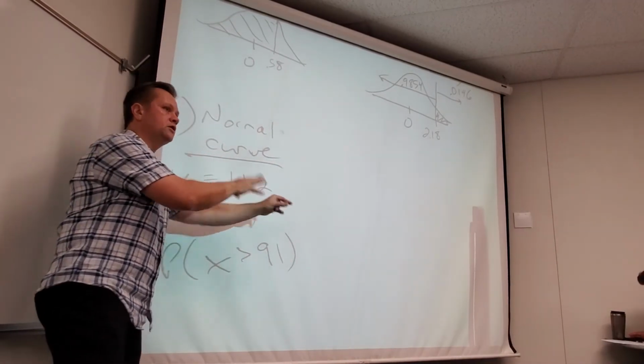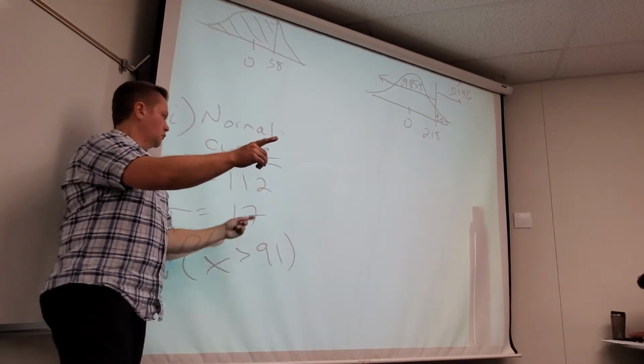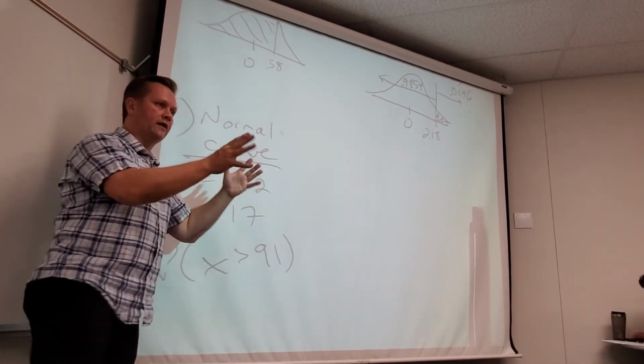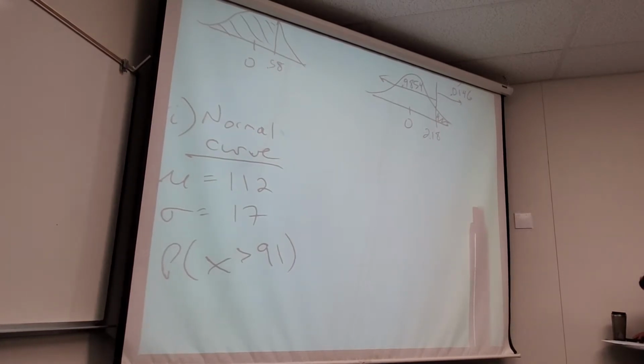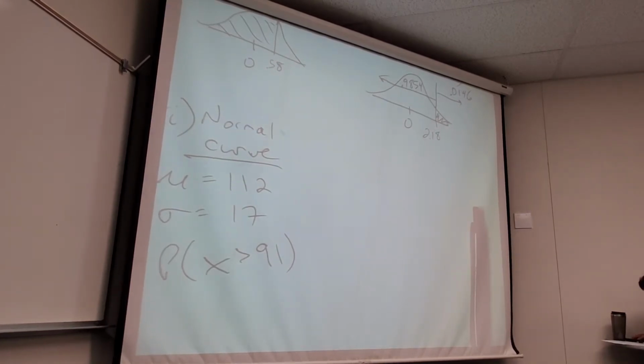Try to draw it. What's going to go in the middle now? 112, because they don't have z-scores. I have x-scores. So try to draw it, try to shade it. Get as far as you can with this question.